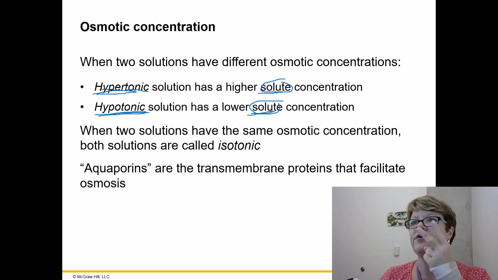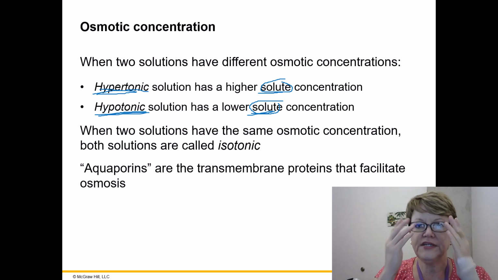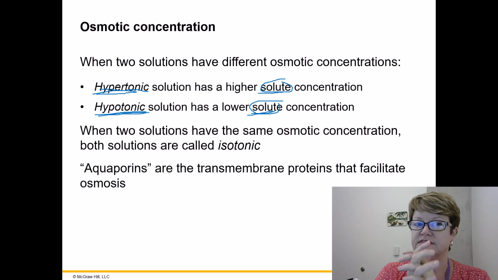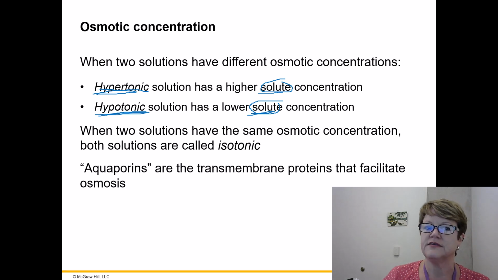There always have to be both terms. Even if the problem doesn't say both words, you're always going to have a solution inside the cell and a solution outside the cell. So if they say that the solution inside the cell is hypertonic, that has to mean, therefore, that the solution outside the cell is, in comparison, hypotonic. Because these are comparative terms.